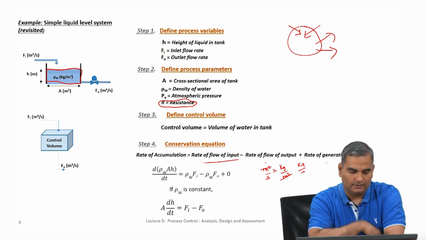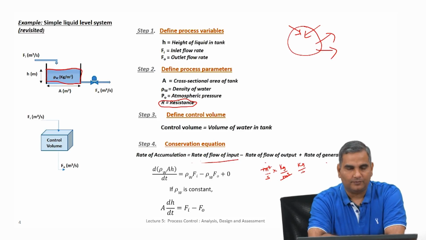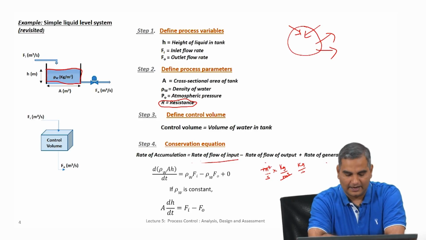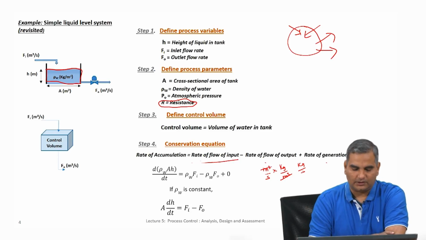Notice that while this looks like a volume balance equation, it is really not a volume balance. We started with a mass balance, and then because of the assumption that rho w is a constant, we can take it out and cancel it, and we have this equation right here.